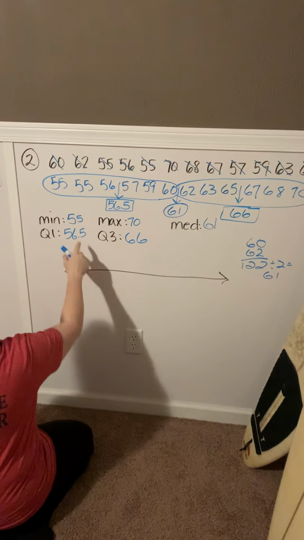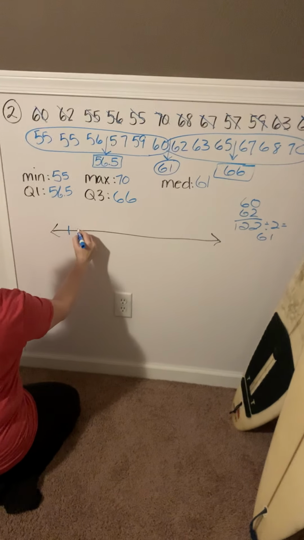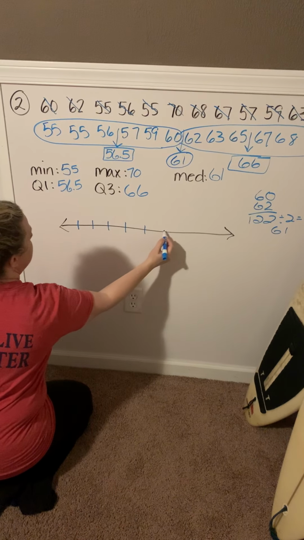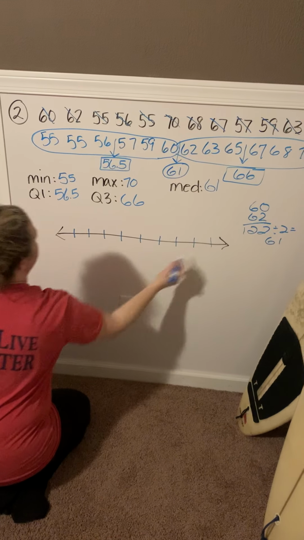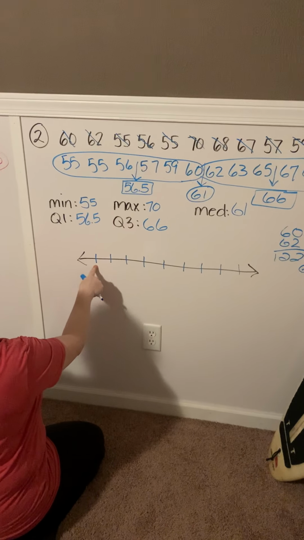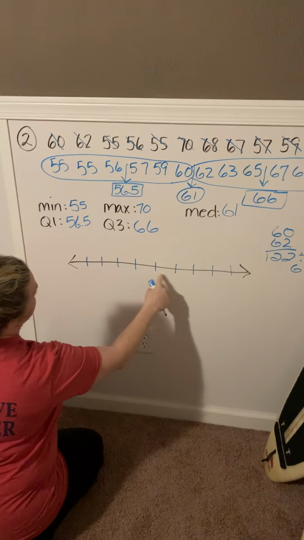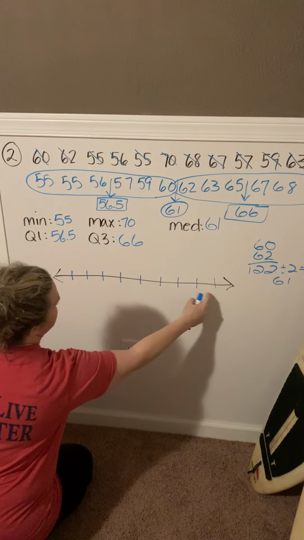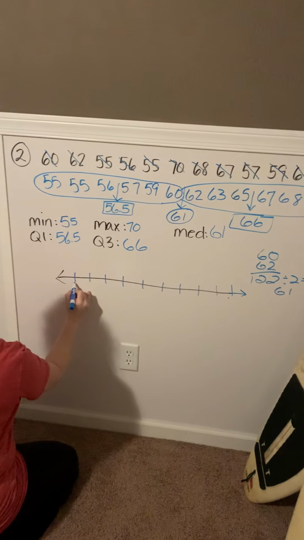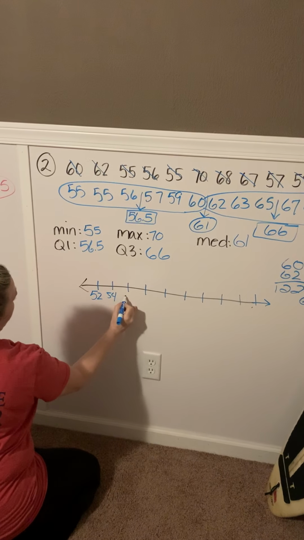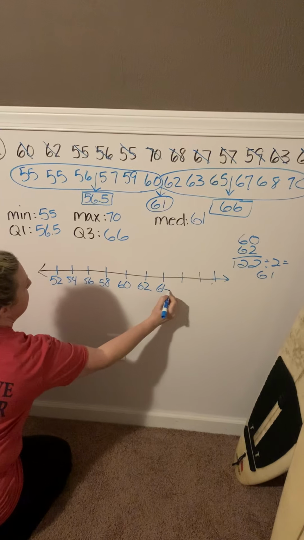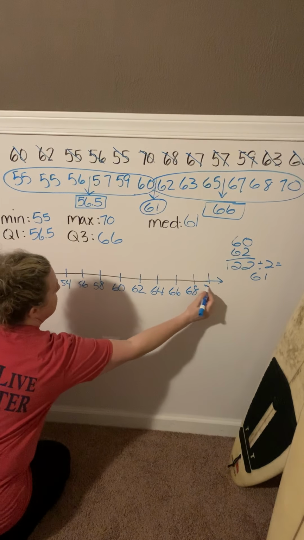All right, so we're going from 55 to 70. Let's say we go by 2s. 52, 54, 56, 58, 60, 62, 64, 66, 68, 70.